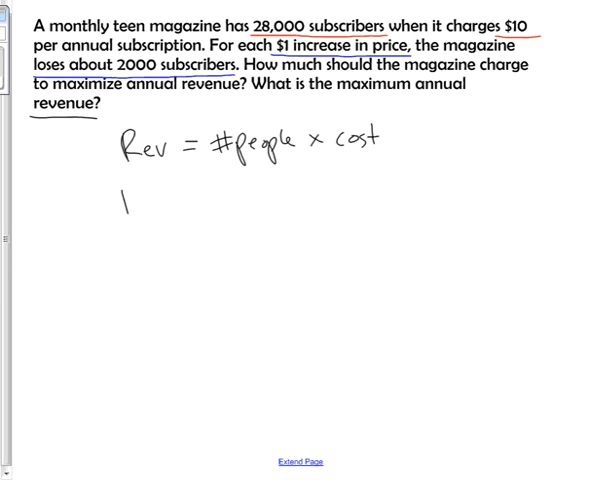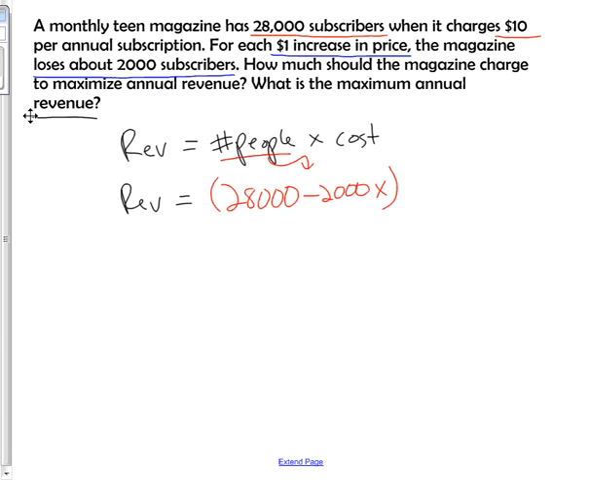So we know that our revenue equals the number of people. Let's do our people as an expression. Right now we have 28,000 people, but the change of people could be this 2,000. So we have 28,000, but we could potentially lose, so minus 2,000 subscribers for every dollar we increase. Let's call that $1 increase x. All right, so this is our number of people. It's going to be 28,000 minus 2,000 for every x that we increase the price. So that's our number of people.